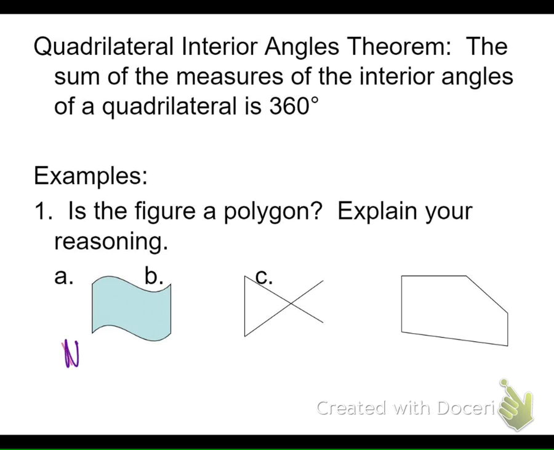No, the sides aren't segments. Okay, our second one up. Are the sides formed by segments? Yes. Is it closed? No. Part of it's closed, though the other part arguably isn't. Do the sides intersect? No. Yep, so that means this is not a polygon.